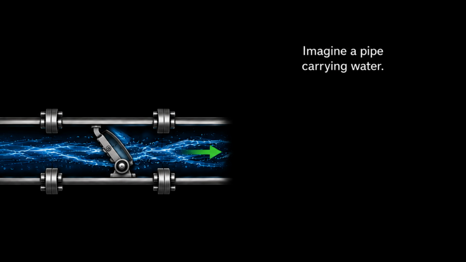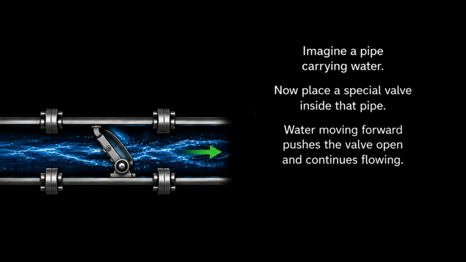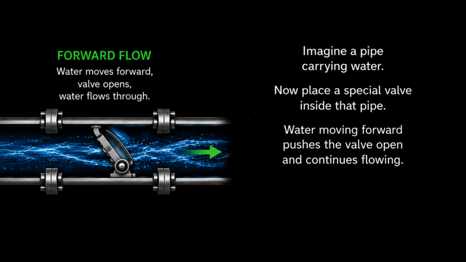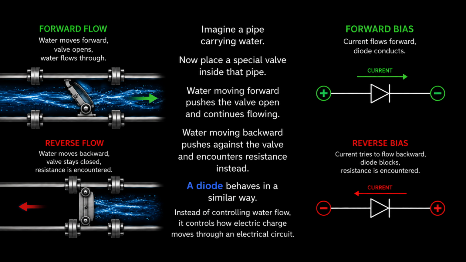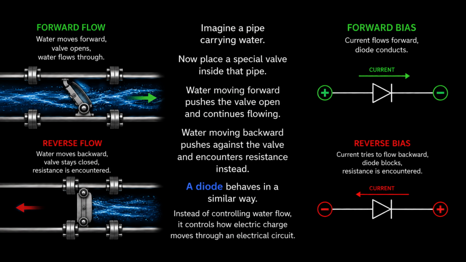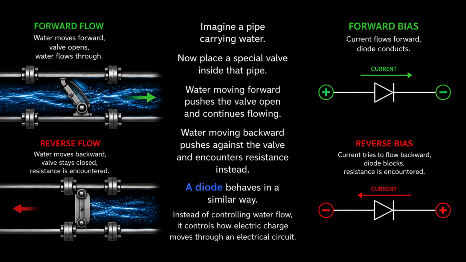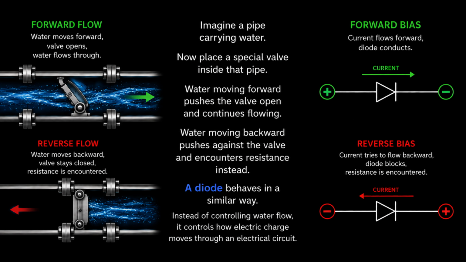Imagine a pipe carrying water. Now place a special valve inside that pipe. Water moving forward pushes the valve open and continues flowing. Water moving backward pushes against the valve and encounters resistance instead. A diode behaves in a similar way. Instead of controlling water flow, it controls how electric charge moves through an electrical circuit.